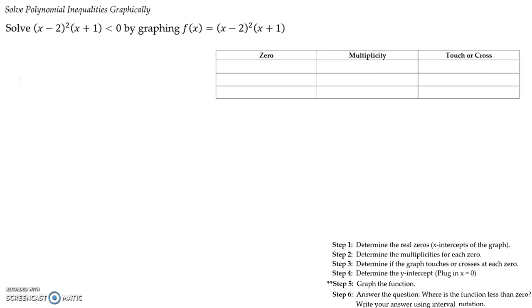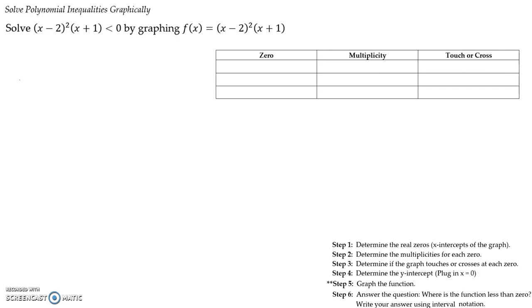Let's go ahead and take a look at solving polynomial inequalities by graphing. We're going to be working with the function (x minus 2) squared times (x plus 1), and we want to know when this function is going to be less than 0. Ultimately, we want to graph this function, but let's start by taking a look at our zeros.